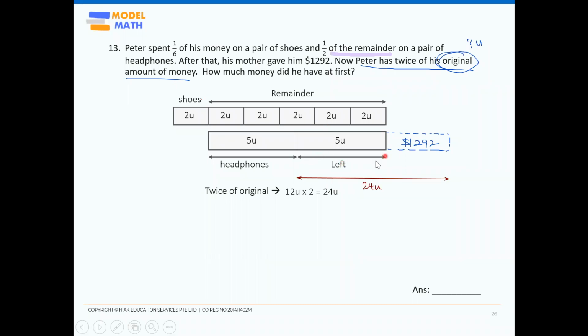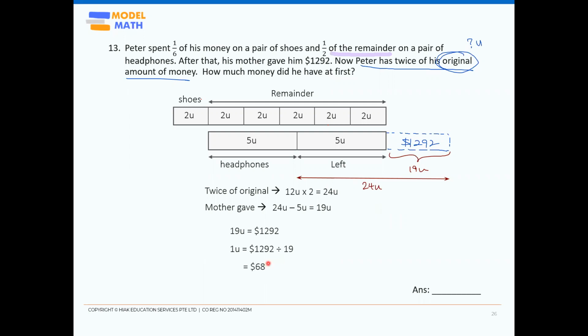We can now tell that 24 units minus 5 units will give us the units for what the mom gave to him. So what would the mother give? 24 units minus 5 units is 19 units for the $1,292. You realize it is so easy to solve now, because 19 units is $1,292. I just need to solve for 1 unit. So 1 unit is $68.